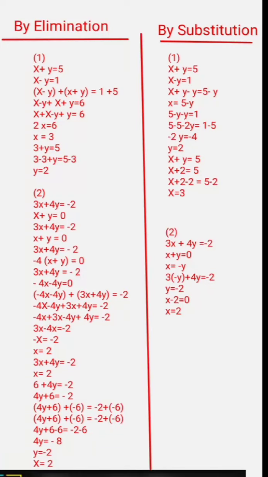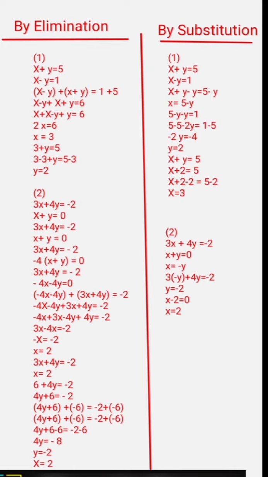In this video we are going to be talking about simultaneous equations, and we are going to be dealing with two sets of equations. The first one is s plus y is equal to 5 and s minus y is equal to 1. The second one is 3s plus 4y is equal to -2 and s plus y is equal to 0. We are going to be solving these two using both the elimination method and the substitution method.